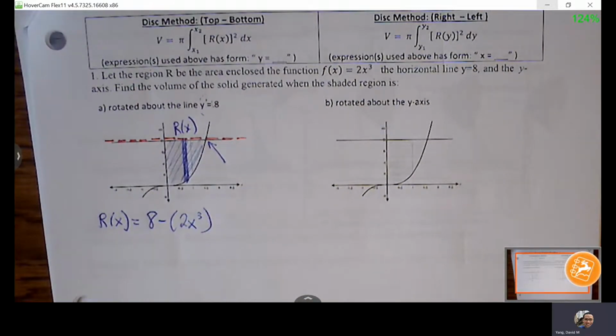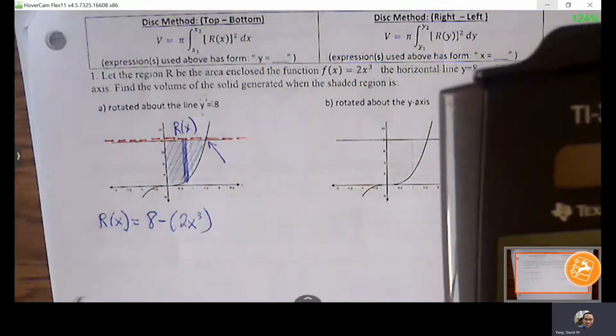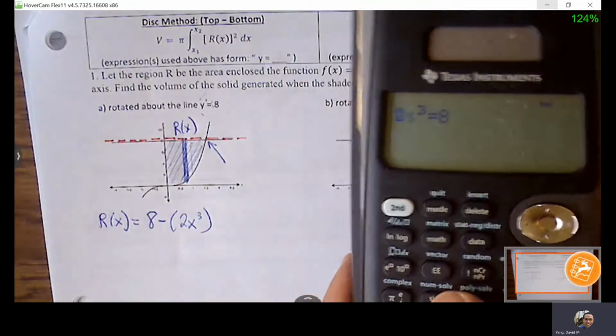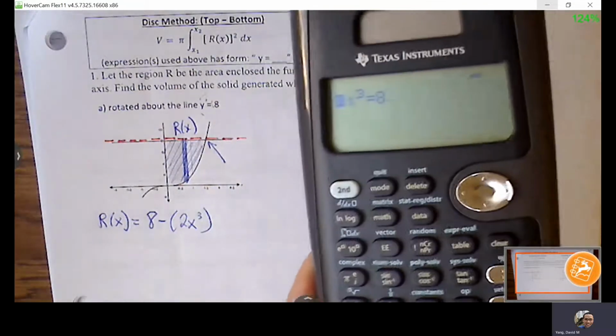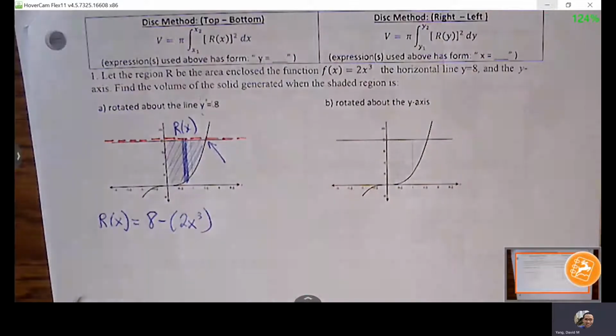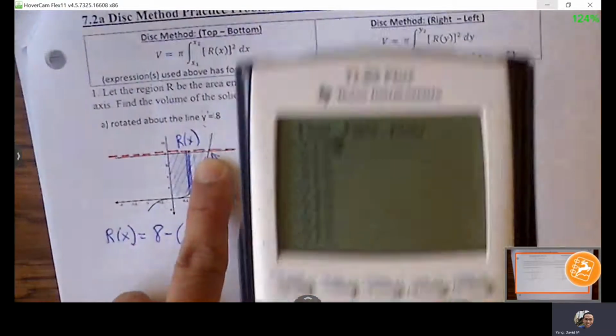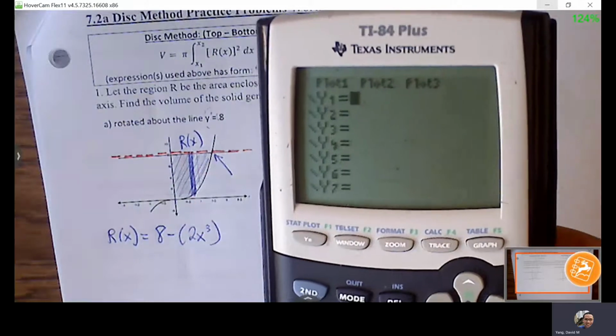So we can try to work it out by hand, or we can make the 36 Pro do num solve. You can do num solve in your scientific calculator, or you can graph it and look for the intersection. So I want us to practice that, especially if you have a graphing calculator. It's also good to build that knowledge of finding intersections using your calculator. So I'm going to graph the 2x cubed. I'm going to graph the 8.